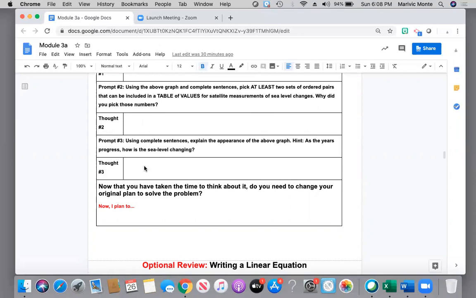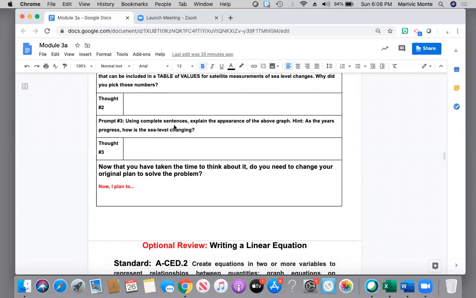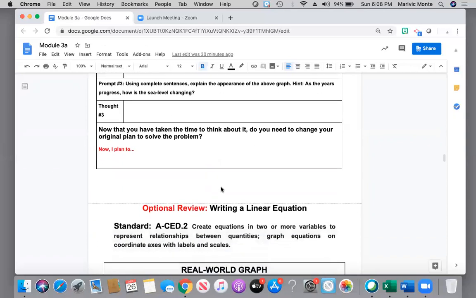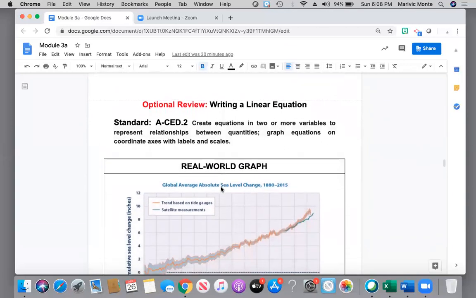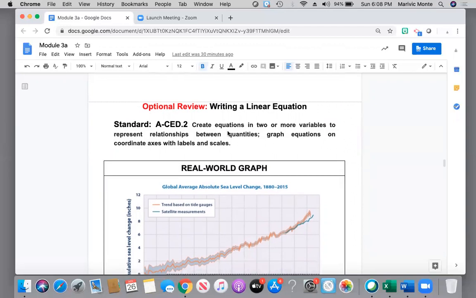And then you have prompt number 3 saying, again, using complete sentences, explain the appearance of the graph, the same graph, and as the years progress, how is the sea level changing? So again, you'll put your answer here. Now this portion, I would not even go into a lot of details here. It is a self-explanatory portion where it's even optional. Writing a linear equation following the prompts.